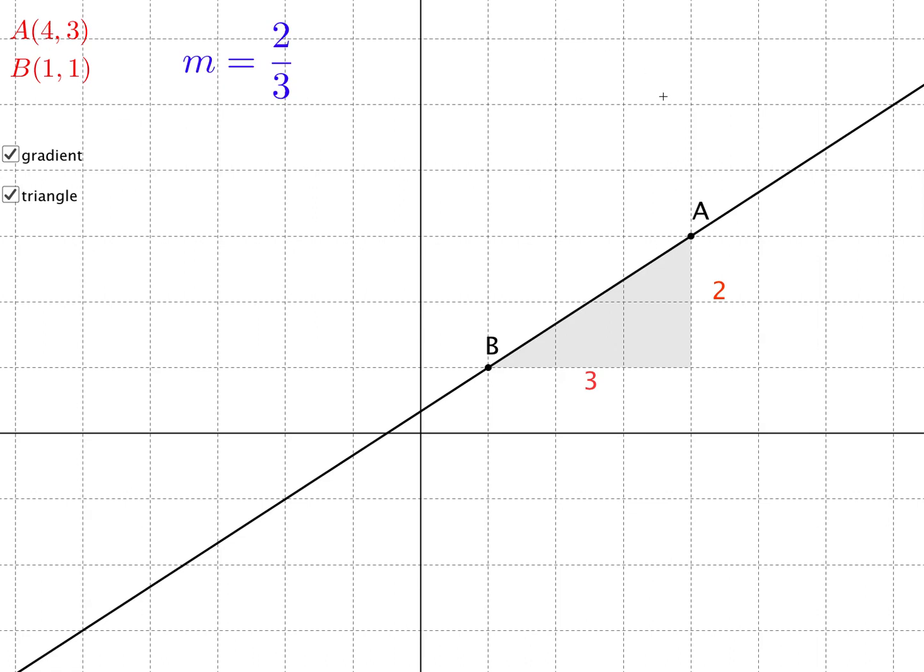So that's coordinates. The difference in the y coordinates gives you a vertical component, and the difference in the x coordinates gives you a horizontal component. Now that's the main parts of gradient.